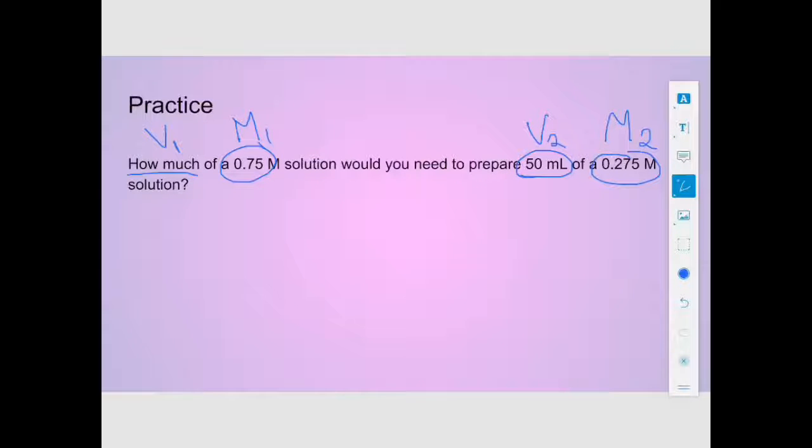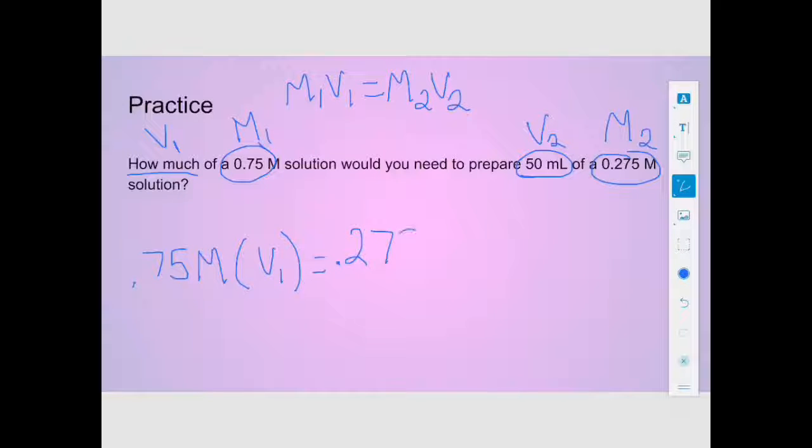All right, so we've got everything, and remember, M1V1 equals M2V2. So M1 we have, it is 0.75 molar, but we don't have V1 yet, so that's going to go in parentheses, is equal to M2, which we have right here as 0.275 molar, times V2. I'm going to put V2 in parentheses here just because it's annoying. Now here's the thing you might have caught. This is in milliliters, and we need it to be in liters. So we're going to go ahead and just go 0.05 liters. Okay, and that's going to give us our answer in liters as well.